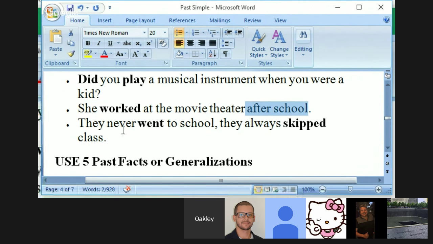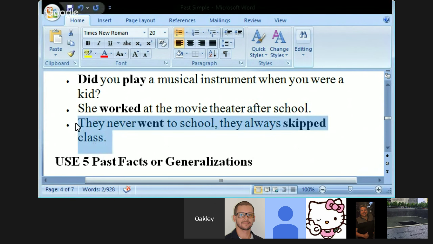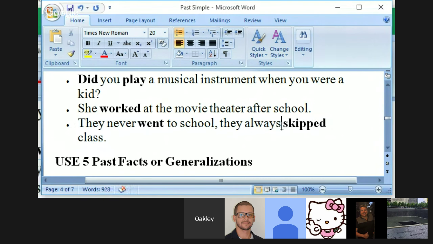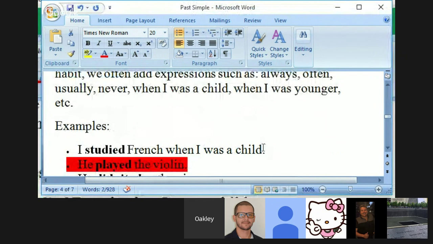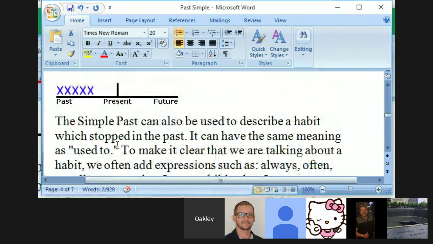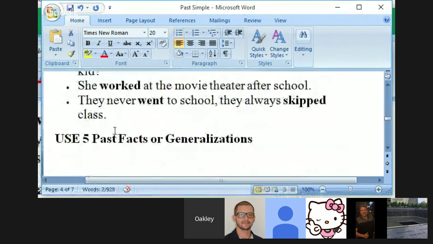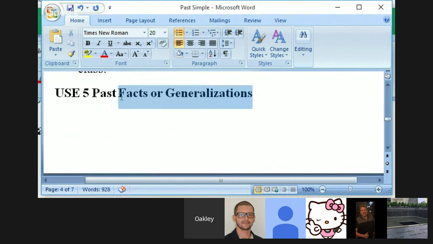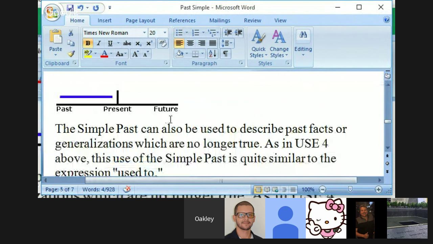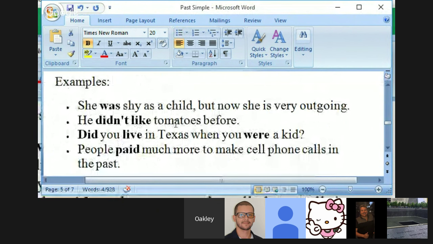After school, they never went to school, they always skipped class. Now, okay, they never went to school, they always, oh, we've got always here. All right. And just the idea they went to school can be assumed it's in the past. Again, native speakers, 9 times out of 10, they're going to say used to, really, because it's a lot easier. All right, same thing, past facts or generalizations, that's what I just said. It's no longer true. Again, the same idea.